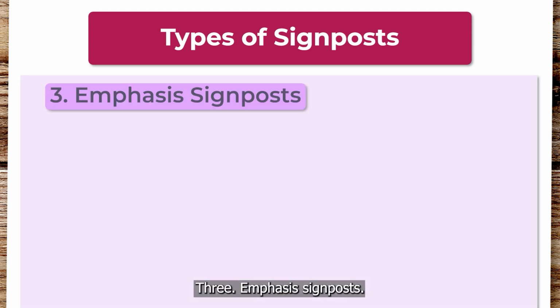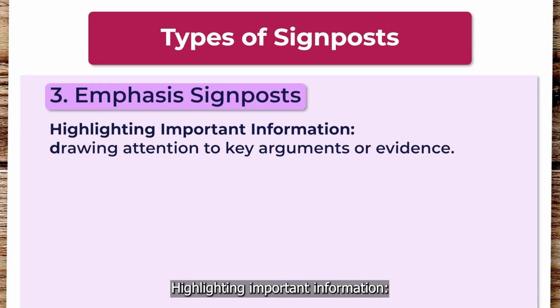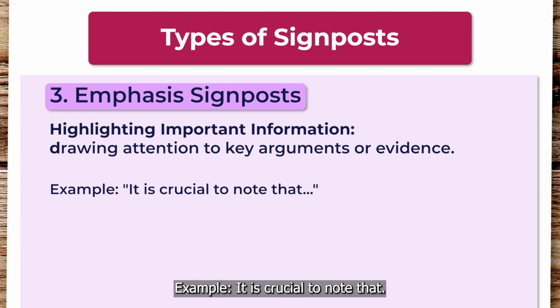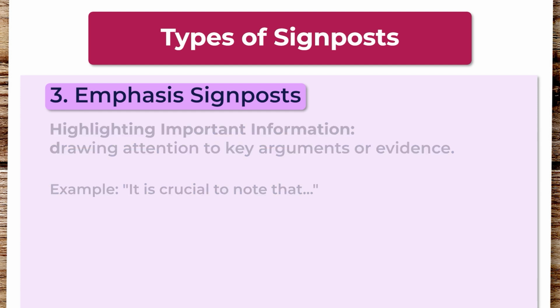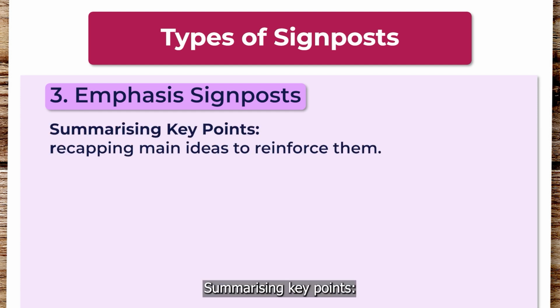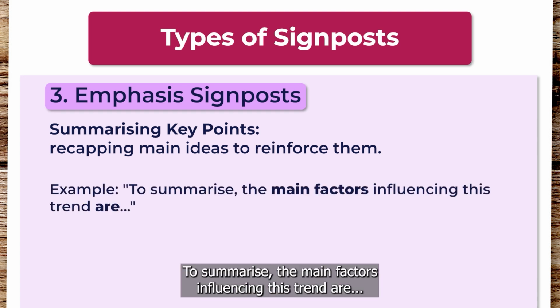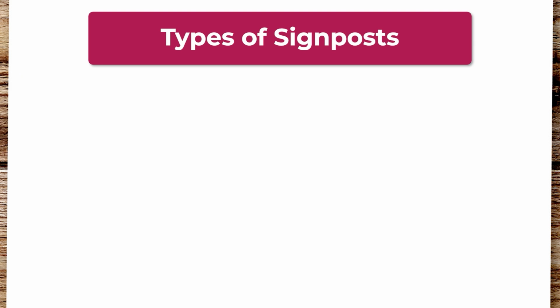3. Emphasis signposts. Highlighting important information, drawing attention to key arguments or evidence. Example: it is crucial to note that. Summarizing key points, recapping main ideas to reinforce them. Example: to summarize, the main factors influencing this trend are.